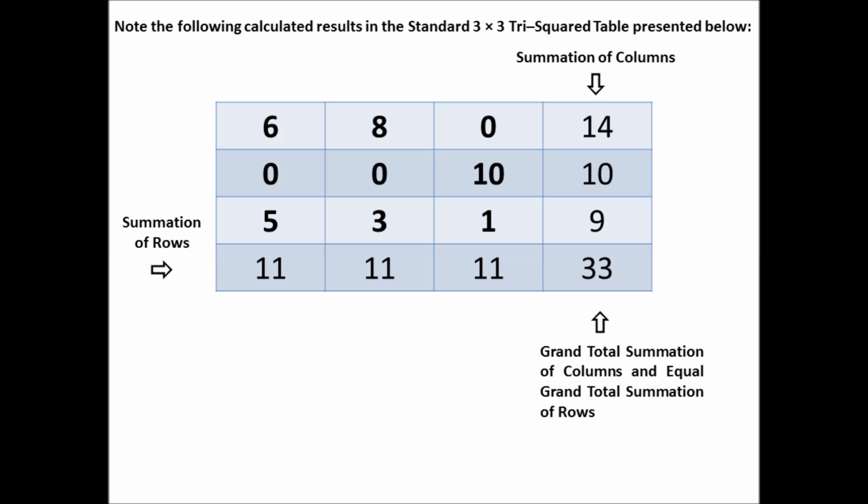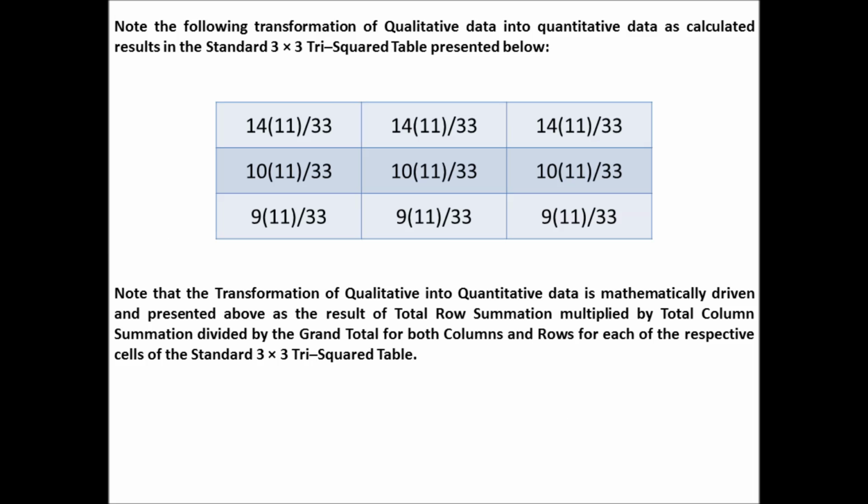14, 10, 9, 11, 11, 11, 33. That's our grand total. Now, what do we do? We take rows times columns divided by the grand total. So how do we do that? Wow. Now, the first time I'm understanding it. Okay?